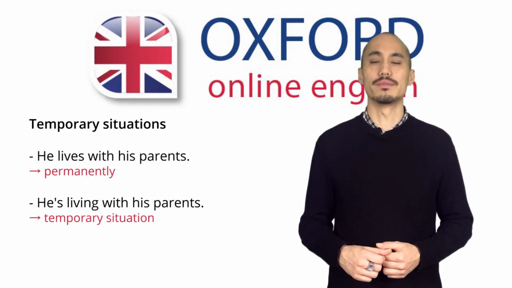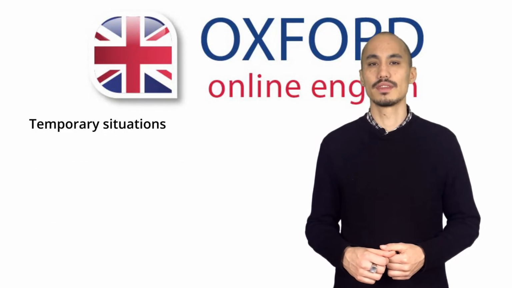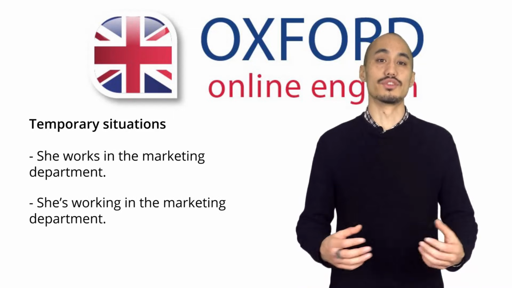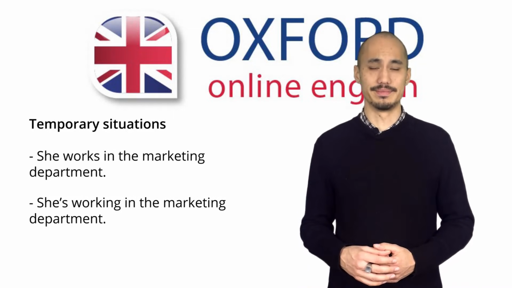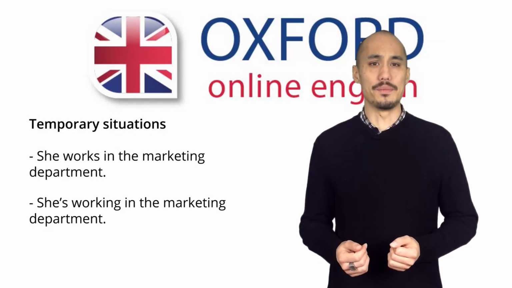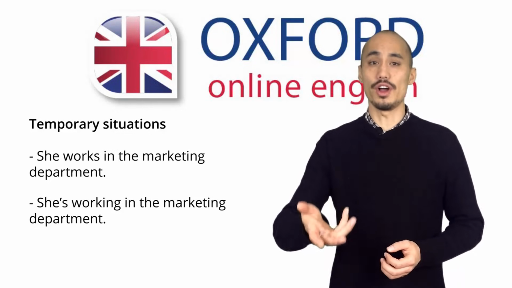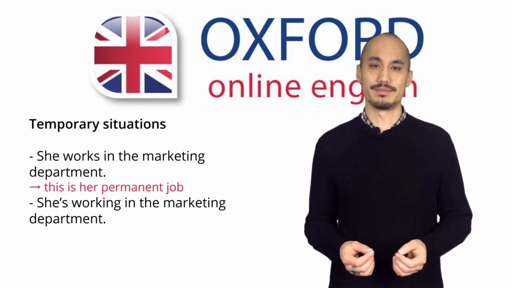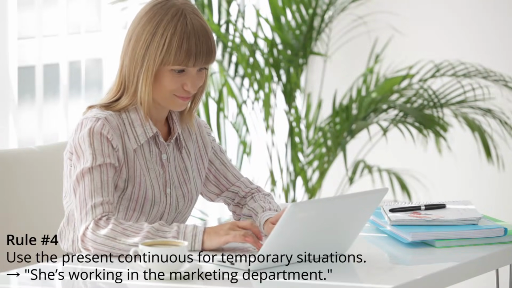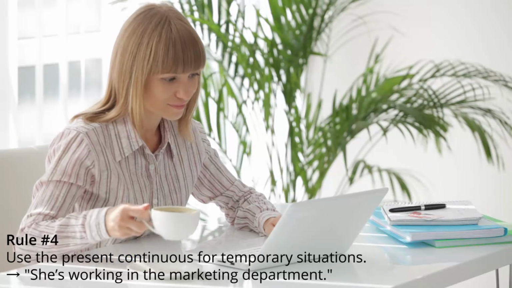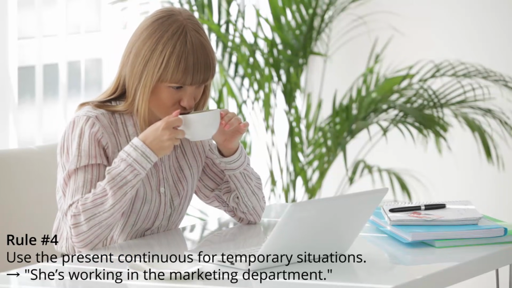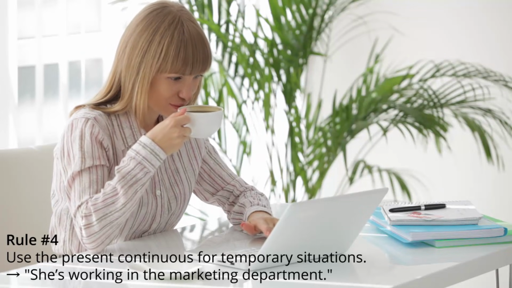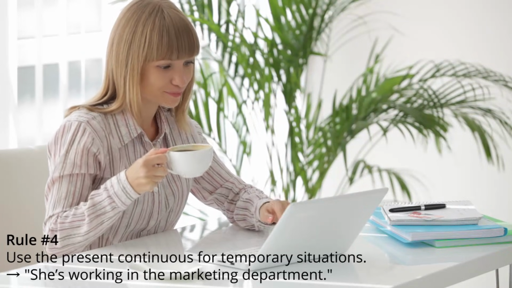Let's look at one more example here. She works in the marketing department. She's working in the marketing department. Is the difference clear now? If you say she works in the marketing department, you mean that this is her permanent job. If you say she's working in the marketing department, you mean that she normally works somewhere else. She's just working in the marketing department temporarily.